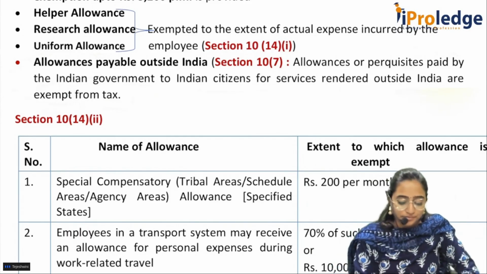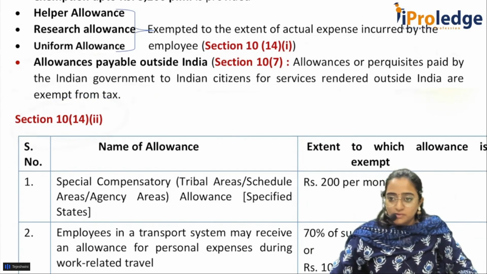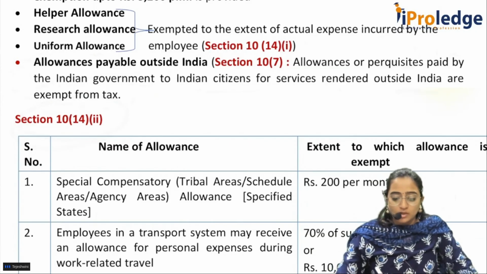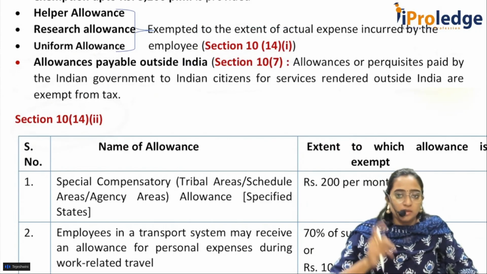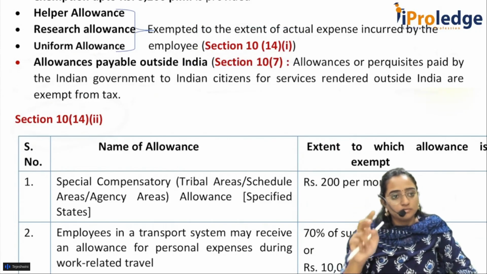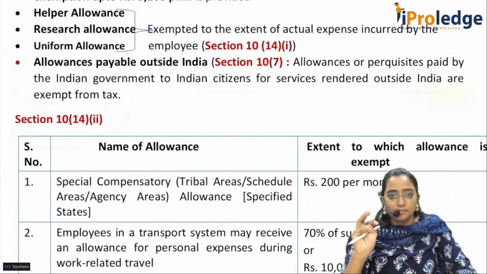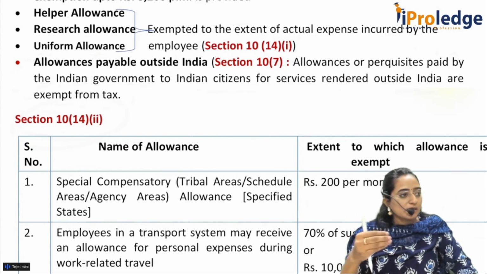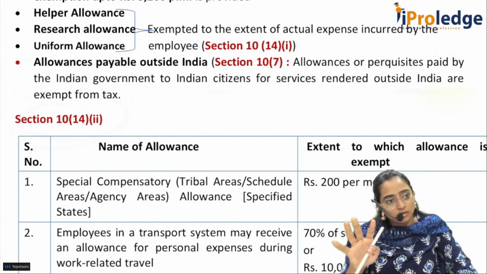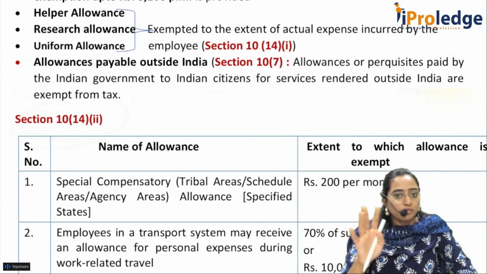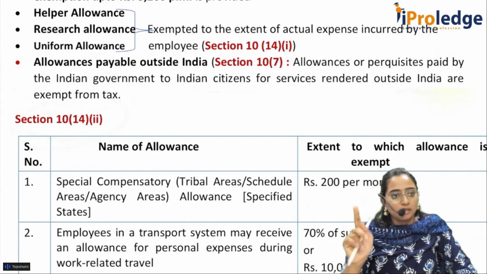Next, 10(14) clause 2. 10(14) clause 1 we have covered. What are those 3 points? Helper allowance, research allowance, uniform allowance. Clear? Everyone? When I am asking something to repeat, please participate. It will help you in the long run. Whatever you have participated in, whatever you have told, you will remember for a longer period of time. Participate from your end.